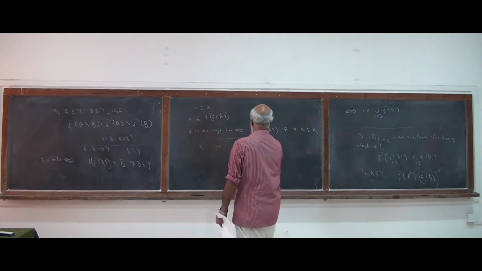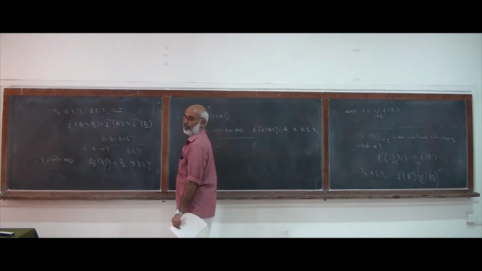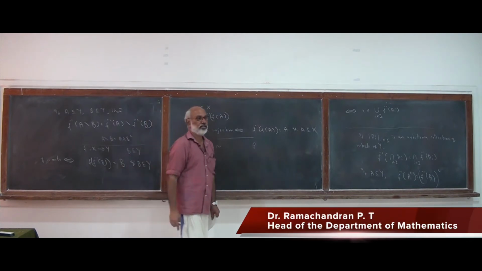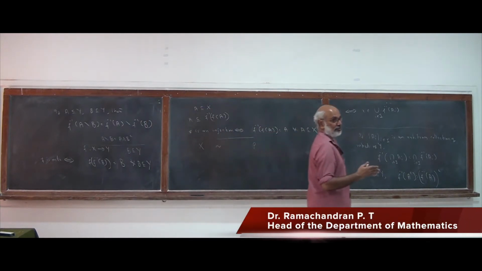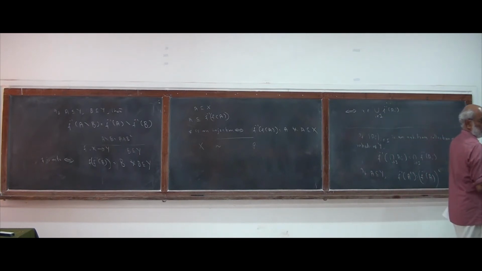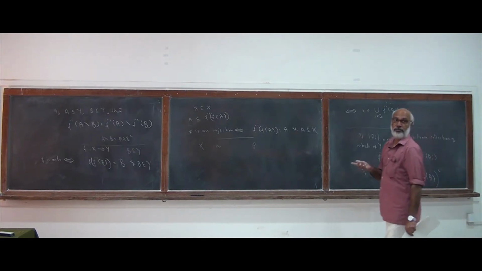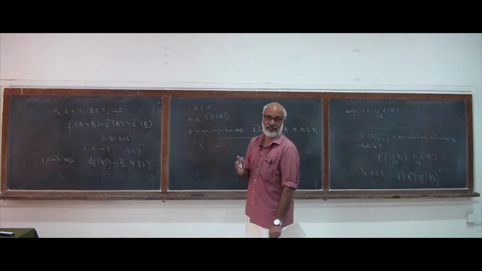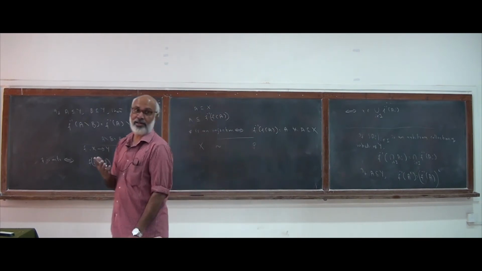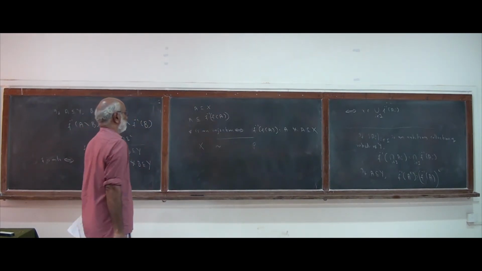Suppose P is a partition of X. What is a partition of a set? A partition of a set is a collection of subsets of that set with two properties. First property is that the union of all these subsets is equal to X. Secondly, if you take any two of them, their intersection is empty. That is, any two of them are mutually disjoint.